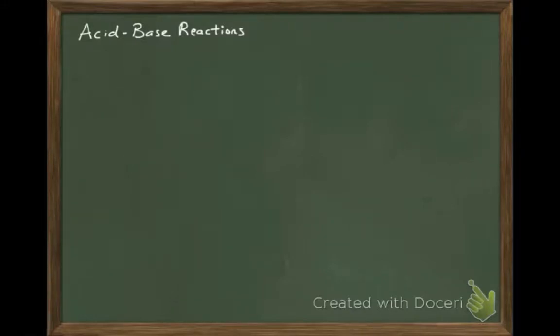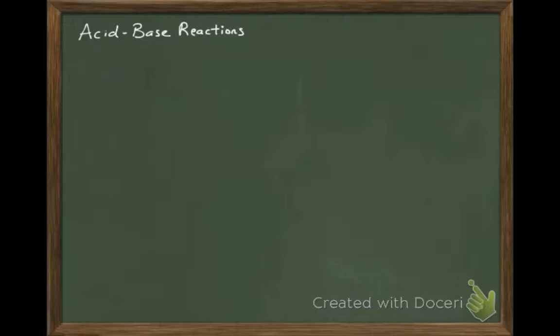In this video, we're going to talk about acid-base reactions. Acids and bases are commonly or historically recognized based on their properties, some observable properties that anyone can observe at home with certain types of substances.